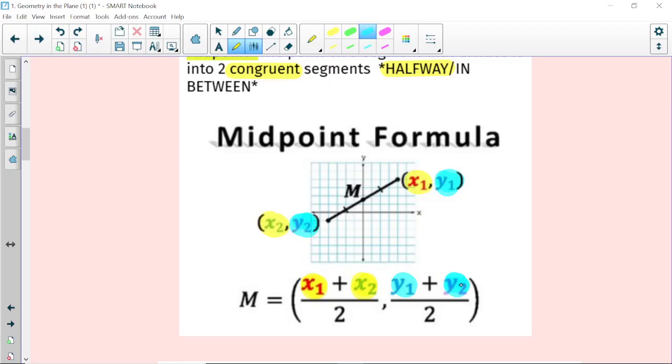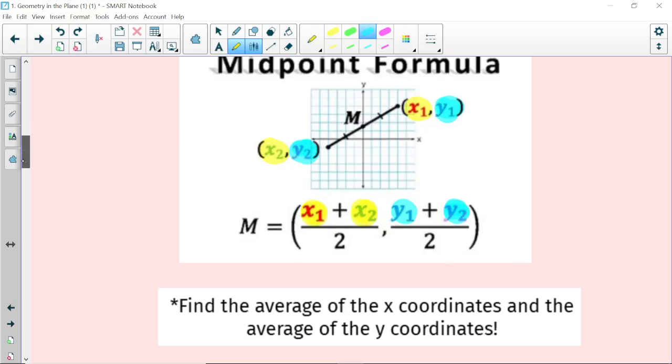Again, you cannot do an x plus a y. That does not make sense. You're going to do a y plus a y, and then divide it by 2. And then the very bottom line on the front of your foldable says that the midpoint is essentially finding the average of your x coordinates and the average of the y coordinates.